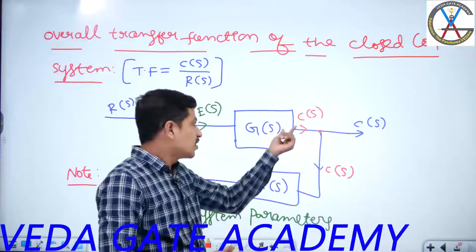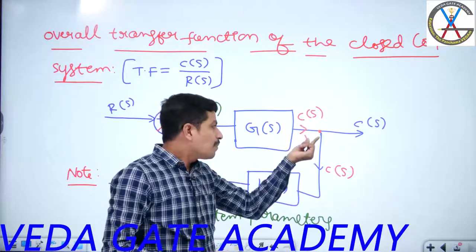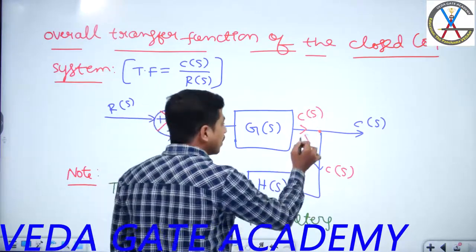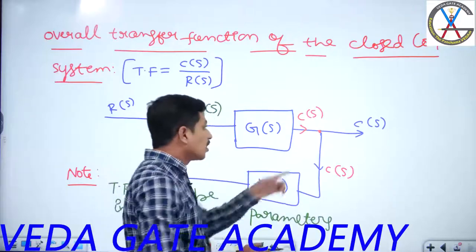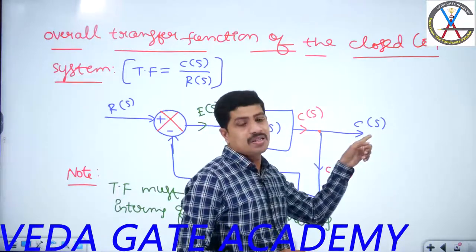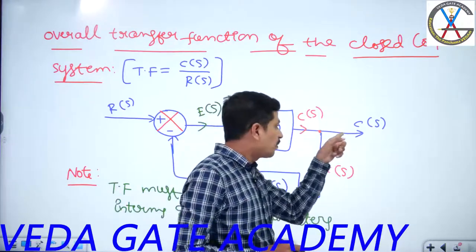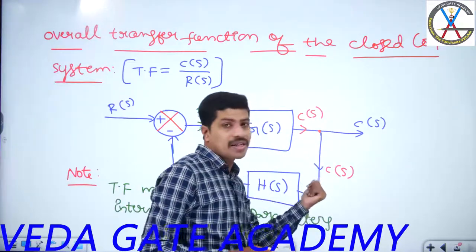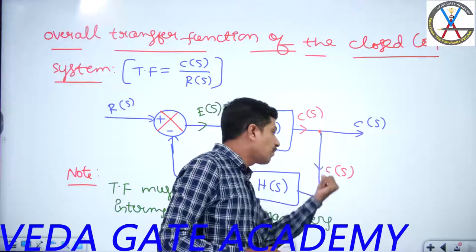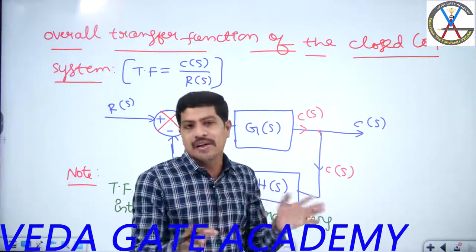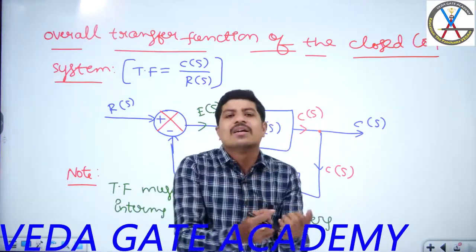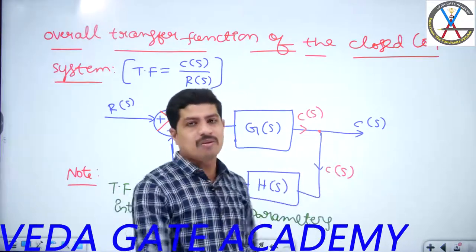Suppose this is 5 amperes of current, we are measuring that 5 amperes with the help of an ammeter. That also will give 5 amperes. There is one more ammeter here that is giving 5 amperes. It's not like we have two different paths, where in 5 amperes, 2 amperes will go in this direction and 3 amperes in this direction, or 2.5 in the forward and 2.5 in the feedback. No, it is not dividing. We are not physically taking the signal, just taking its value for the purpose of comparison.